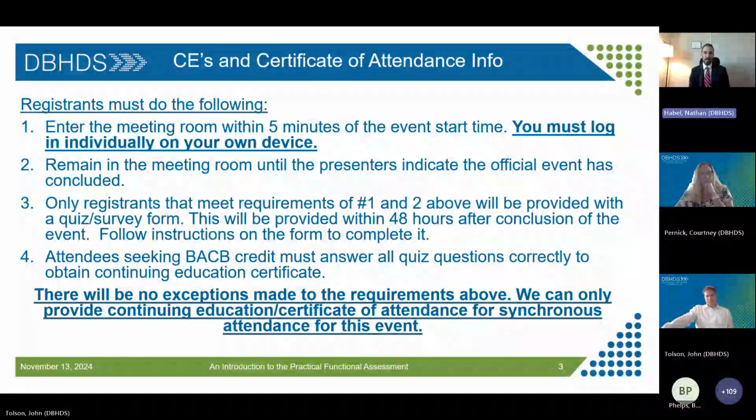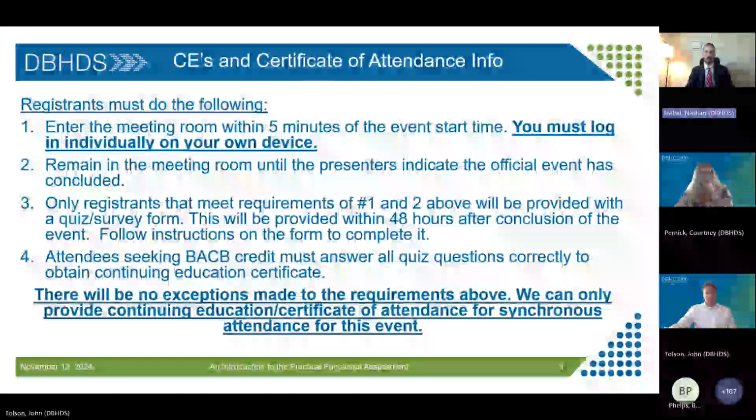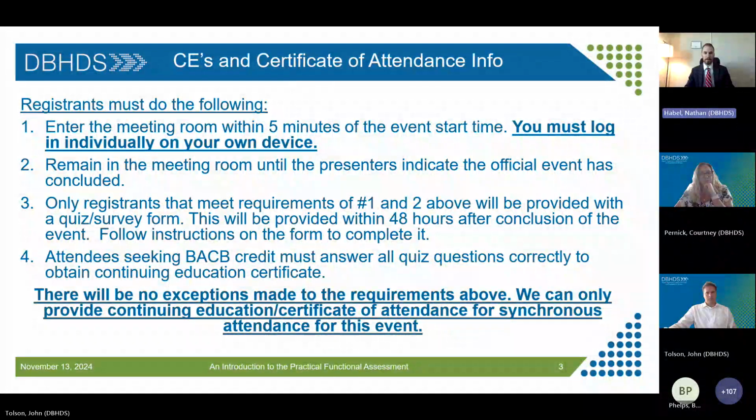I need to outline some pretty specific information about how to obtain a continuing education certificate or the certificate of attendance document. First, you've got to be in the meeting room within 5 minutes of the event start time. You have to log in individually on your own device so that we can make sure that you're actually in this virtual meeting room, and you must be present throughout the event. We cannot determine if you're in the virtual meeting room if you're side by side with a colleague in your physical office, and only your colleague is logged in. So if you're in that situation right now, log in on your own device with the email that you used to register for the event. We cannot make any exceptions to that.